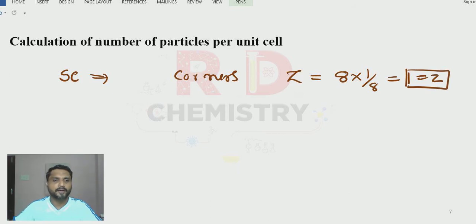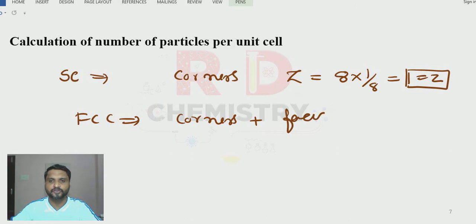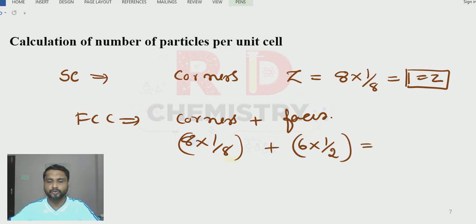If I go for FCC, you know that the particles are there in the corners. Also, particles are there on the faces, correct? For corners it is 8 into 1 by 8, right? And there are 6 faces, and each face is shared by 2 unit cells, therefore 1 by 2. So the total is 1 plus 3 is equal to 4 for FCC. Number of particles per unit cell is equal to 4.